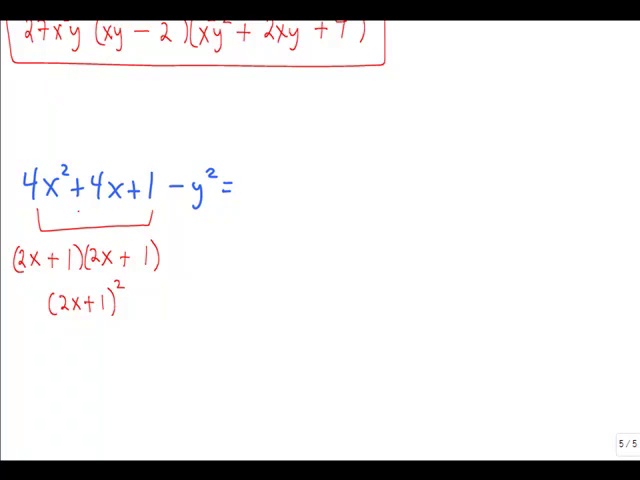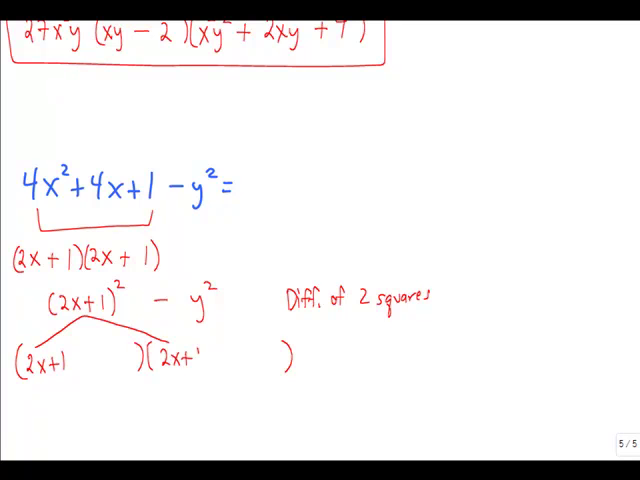So we factored these first 3 terms into this quantity, and we still have that minus y squared on the side. So now if you look at what we've ended up with now is a new pattern where we have something squared minus something squared, and that is a difference of 2 squares. So that means it factors further. It would factor into 2 sets of parentheses. In the front spot, we need something times something that will give us 2x plus 1 quantity squared. Well, that's just going to be 2x plus 1 times 2x plus 1.